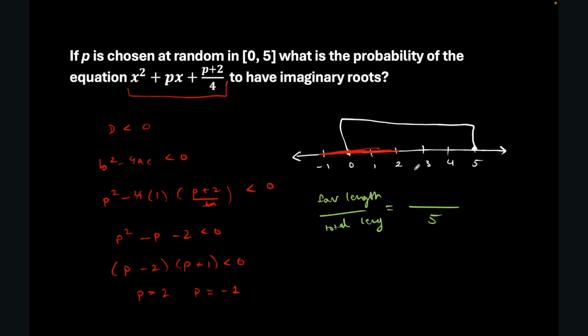And how many of those 5 units are actually being satisfied by the condition that I've done in red? Well, that's just 2. It's 0 to 2, right? This part. So my probability is 2 by 5. It's as simple as that. That's it, 40%. That's the probability that this equation will have imaginary roots. Okay? I hope that's clear now. Let's go to the next question.